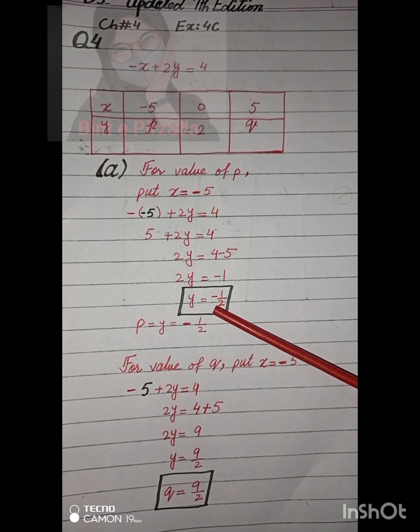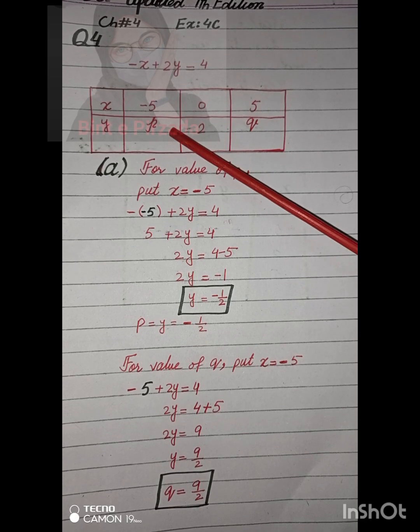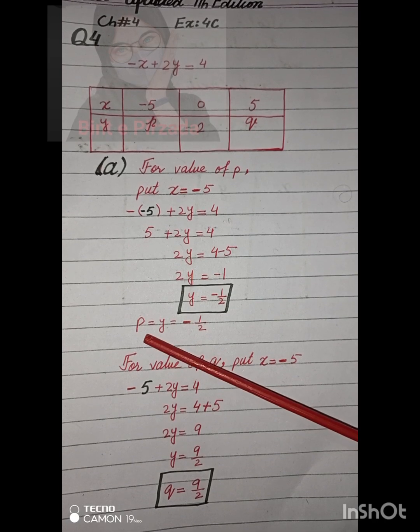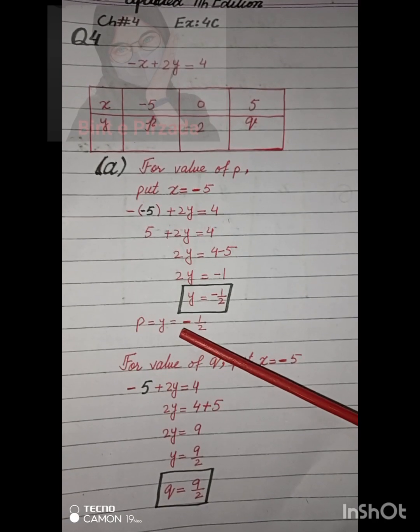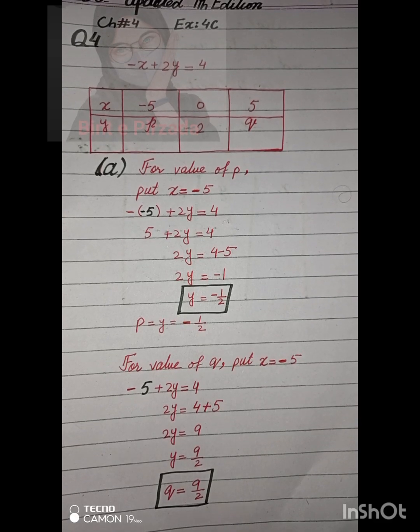So this is the value of y. When we put the value of x as minus 5, the value of y is p. It means p equals y, which equals minus 1 by 2, right?